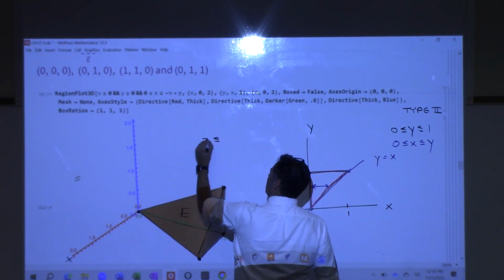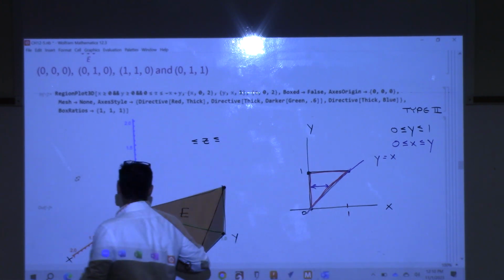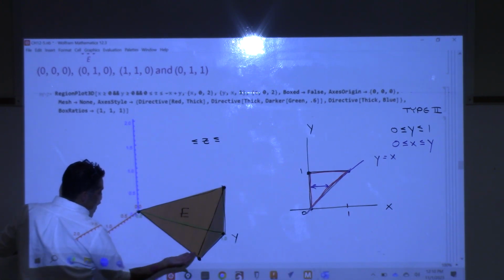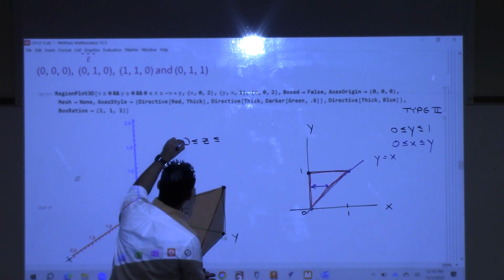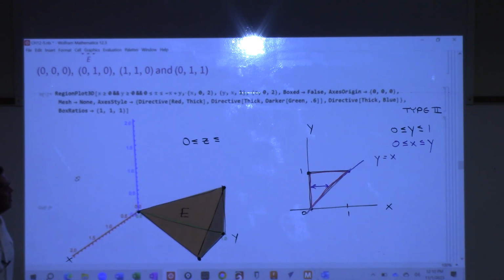And z comes from the tetrahedron over here. The bottom surface, right, is z equals 0. And the top surface is, what's the top surface? Do we have to use the points to find the plane? Yeah. So we need the equation of the plane, don't we? But I didn't give you the plane this time. I just gave you the points. So how do you find the equation of a plane?